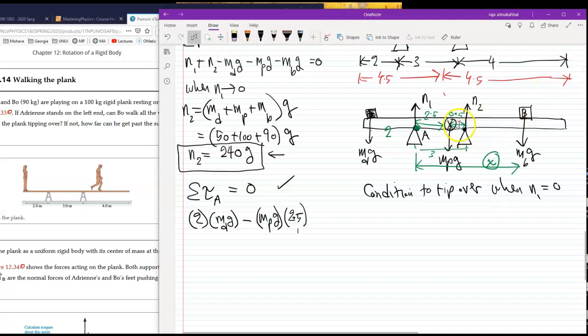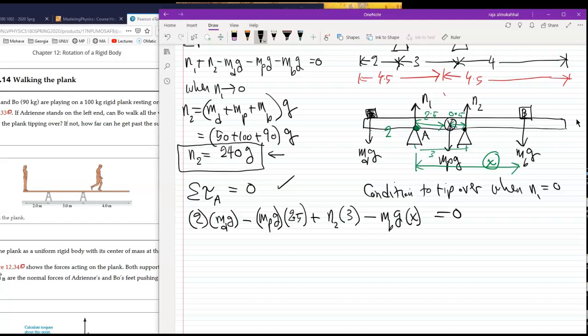And then N2 is going to go around this way. That's counterclockwise, so that's going to be plus N2. And how far is it from A? It's 3. Is that right? And then the last one, Bo. How far is he? Well, X. And it is going down this way. That's clockwise, right? So that's going to be minus M Bo G times X equals 0. As you can see, I'm done with the problem.